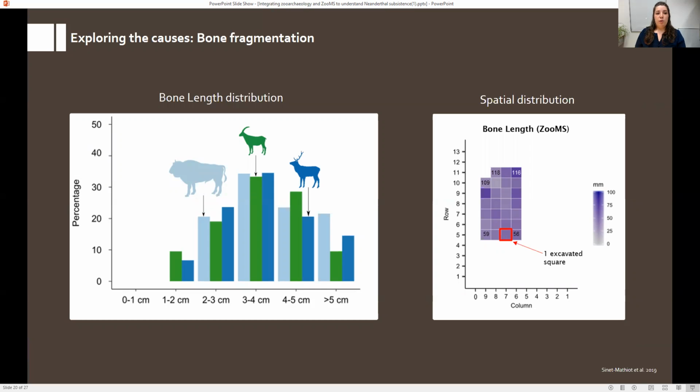First, we looked at the primary potential cause for this compositional difference, which is bone fragmentation. Bone fragments show here no significant difference in overall bone length distribution, as illustrated by the figure on the left, and there is no apparent spatial patterning when these fragments are plotted onto the excavated area, as shown by the figure on the right.